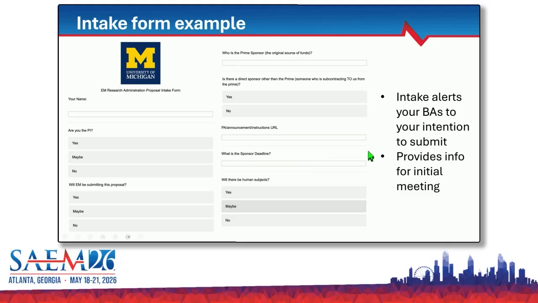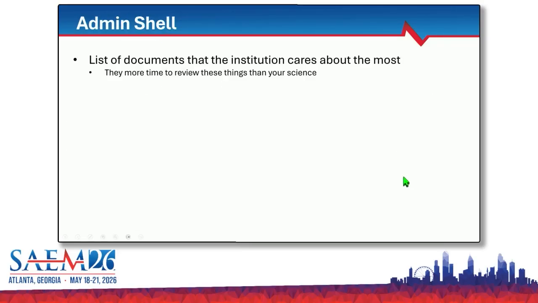This is a great way of alerting your BAs that you have an intention to submit a grant and provides info for that initial meeting that you have with them 6 to 8 weeks before you submit. Again, if you don't have a formal intake process like this, you should have one. So tell your department that. And if you don't, you just will submit this in whatever other way by sitting down with your BA even a little bit earlier. All right, so what is this admin shell that I was talking about?